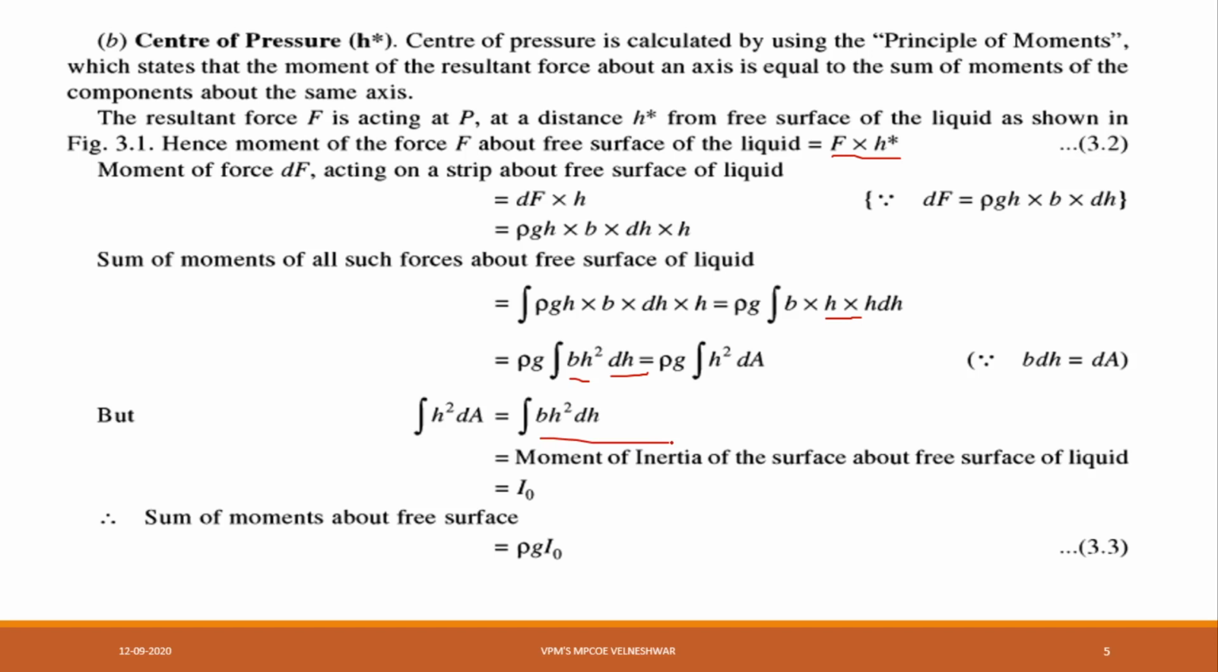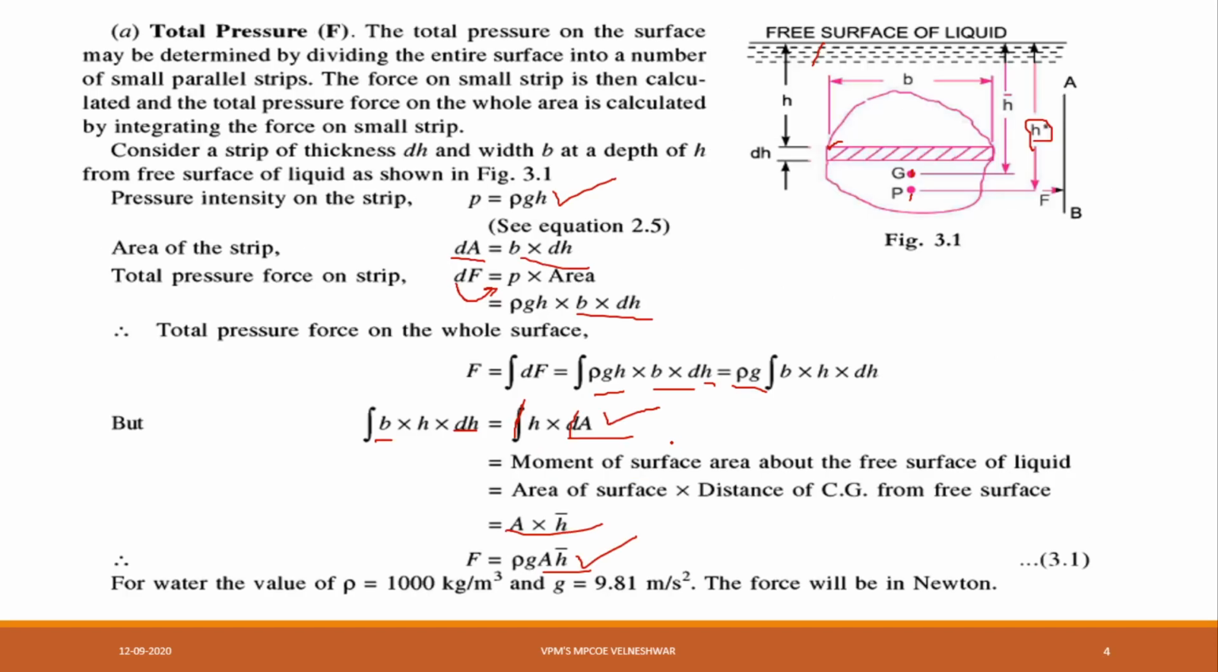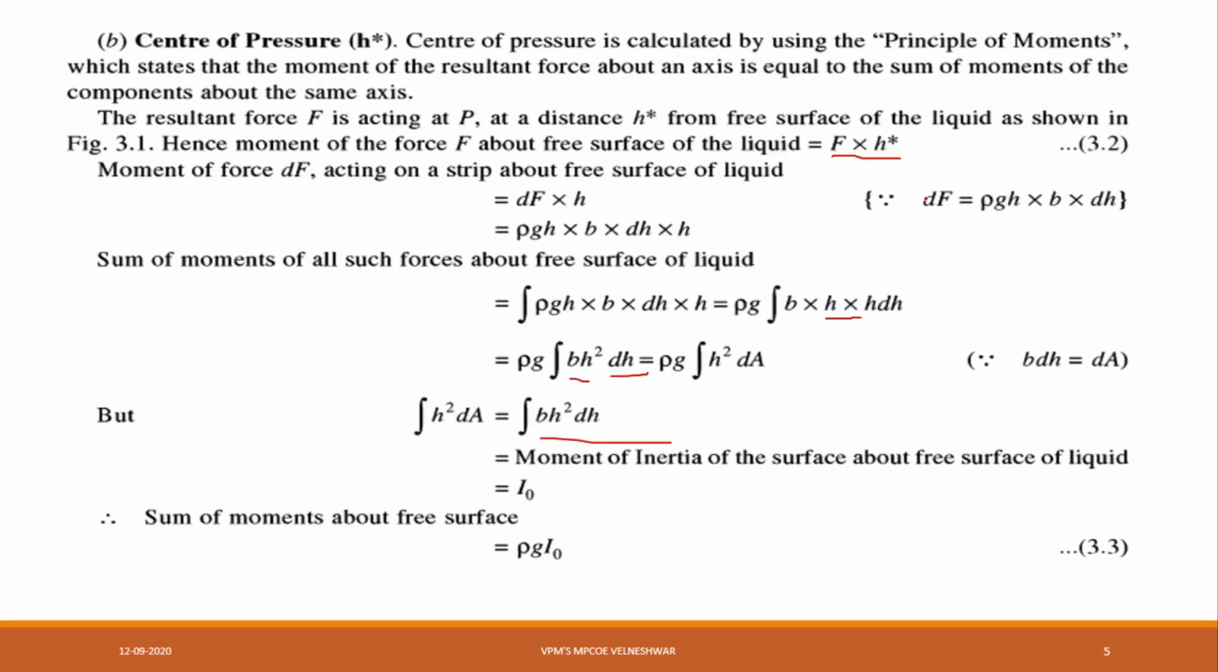Now here we have to find the height. If I want to find the height, I need to know the center of gravity, that is, the moment of inertia. Generally for a rectangle, the moment of inertia formula is B D cube by 12. Here what I am taking, that I am taking as I naught. The sum of the moment about the free surface is rho g into I naught. So the entire part, this H square dA, is nothing but I naught. That is rho g into I naught.